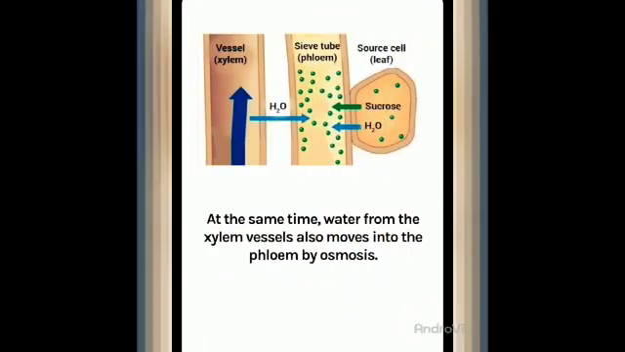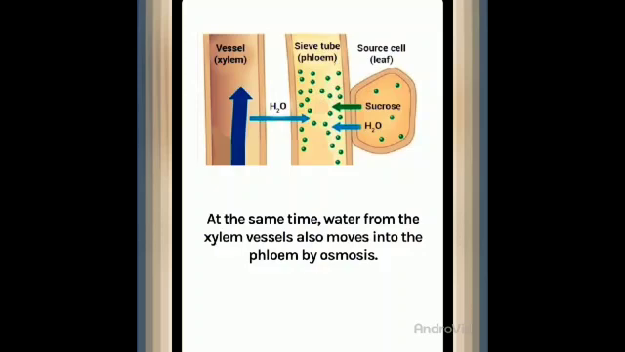At the same time, water from the xylem vessels also moves into the phloem by osmosis. So now this water comes from the xylem vessel also. Here you can see that in parallel the phloem tissue and the xylem tissue are both present. Just remember in your brain, remember in your image that the sieve elements, that means the phloem tissue, and the xylem tissue are both present parallelly. One tissue is the phloem tissue, another is the xylem tissue.